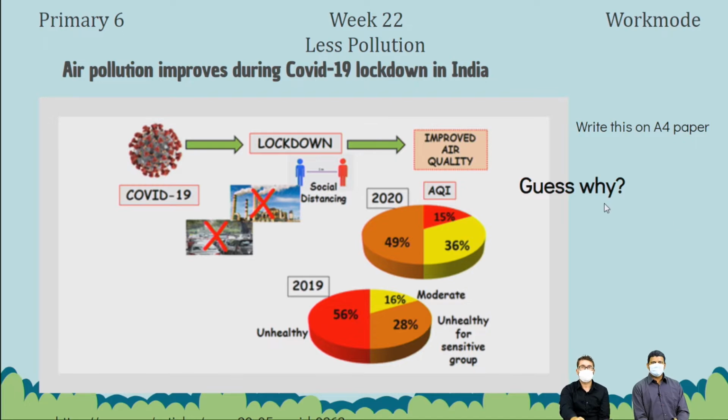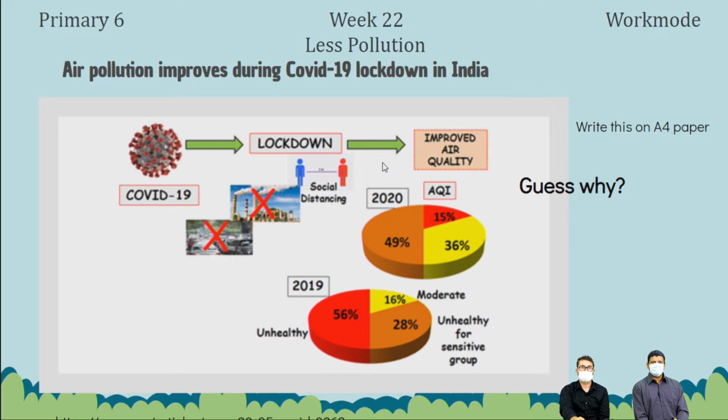So this is another very, very important topic. We would like you to draw this on an A4 size paper. You can draw this on the back of your thinking tool. Okay, so during COVID-19 lockdown, the air pollution in India actually improved. And can you guess why that happened? Right? So as you can see from the left-hand side, you have COVID-19. And then the factories were shut down, there was no traffic on the roads, there's a lot of social distancing, humans were moving less, and as a result of that, the air quality improved significantly.